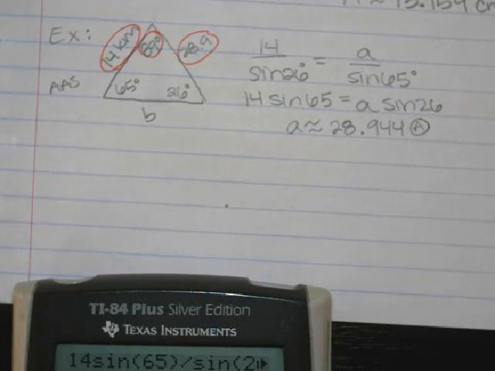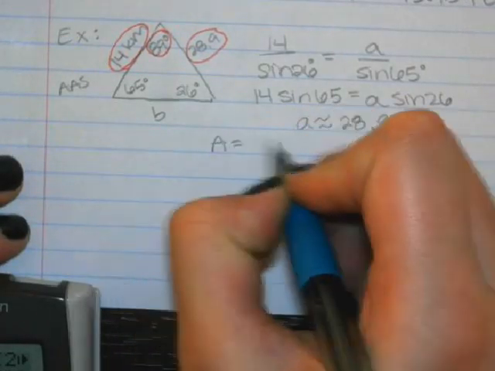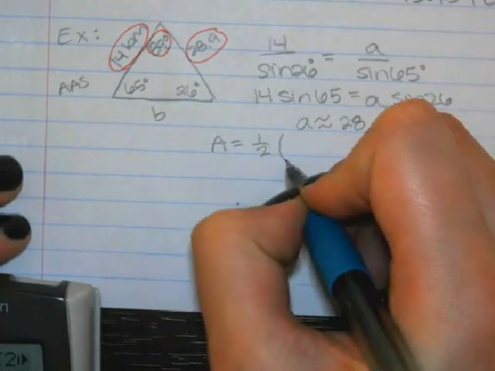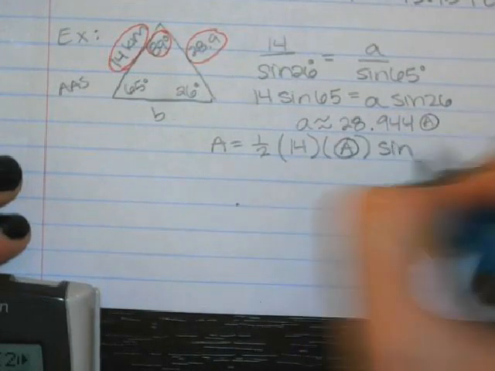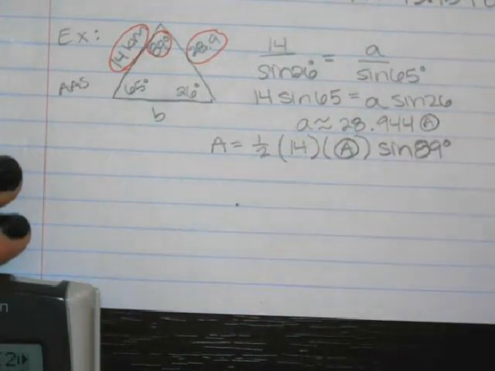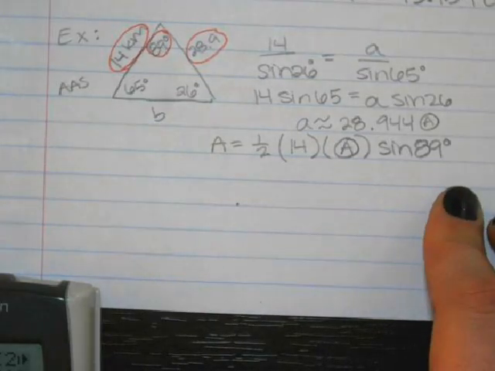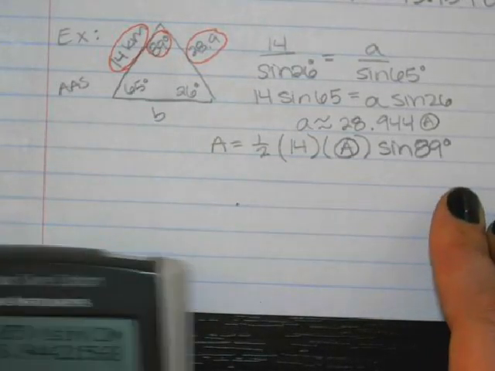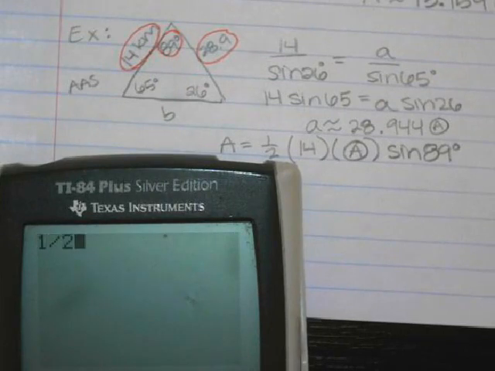Okay? So I'm going to go ahead and start writing out what I need to plug into my calculator. I have area equals 1/2 of the two sides multiplied together times sine of angle B. So the two sides and then sine of the angle that fell in between them. So in my calculator, I've got 1/2 times 14 times A times sine of 89.